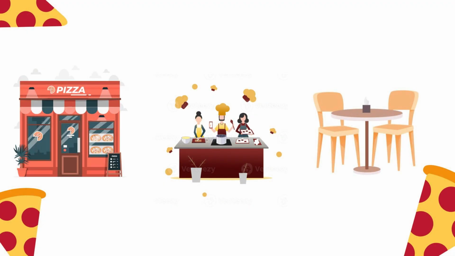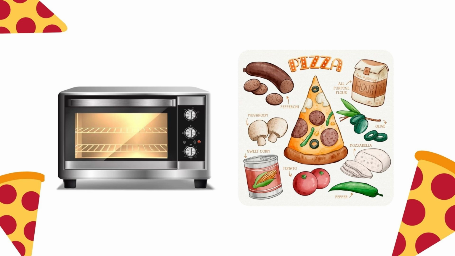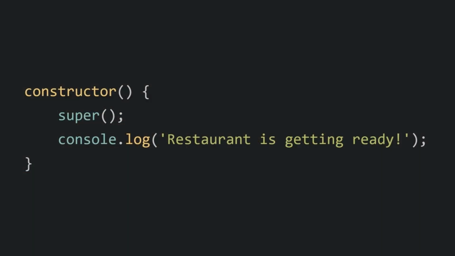Think of the Document Object Model as a blueprint for your restaurant. It shows how everything like tables, chairs, and even the menu is organized and laid out. Using DOM, you can access the tags or elements and manipulate them. Now, let's get back to the pizza example. In the constructor, you are setting up the pizza oven and ingredients. Here is the example.